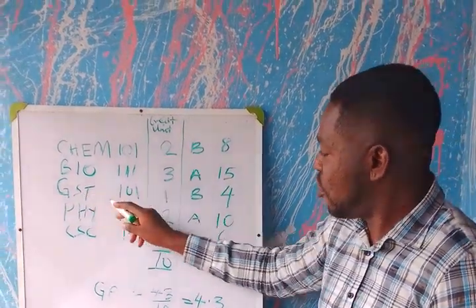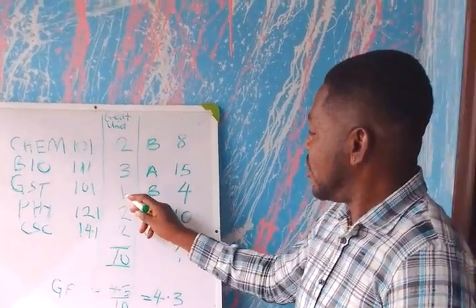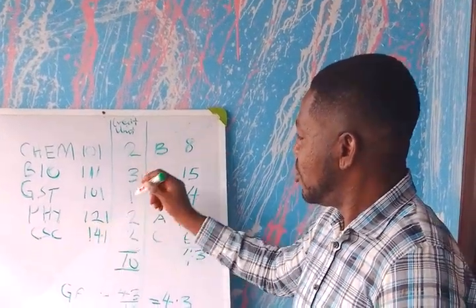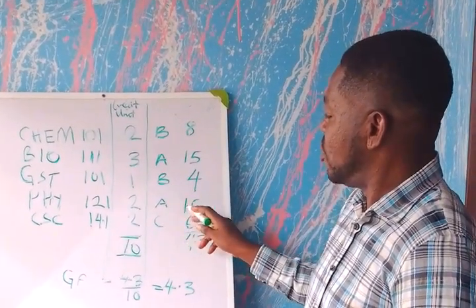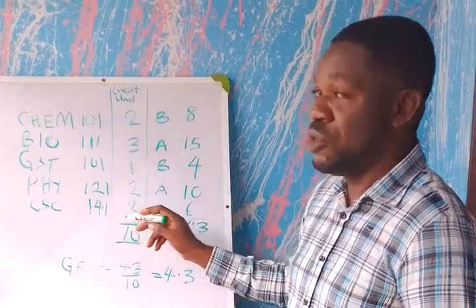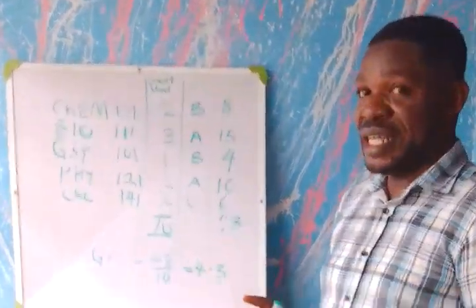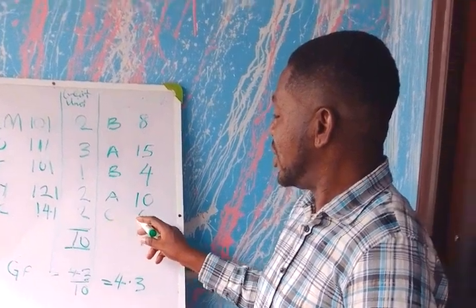So for GST 101 you scored a B. So we're going to have 1 multiplied by 4, which is 4. In Physics 121 you scored an A. So what we have here is 2 multiplied by 5, you have a 10. In CST 141 you scored a C. I told you that the grade for C is 3. So what you're going to have is 2 multiplied by 3, which is 6.